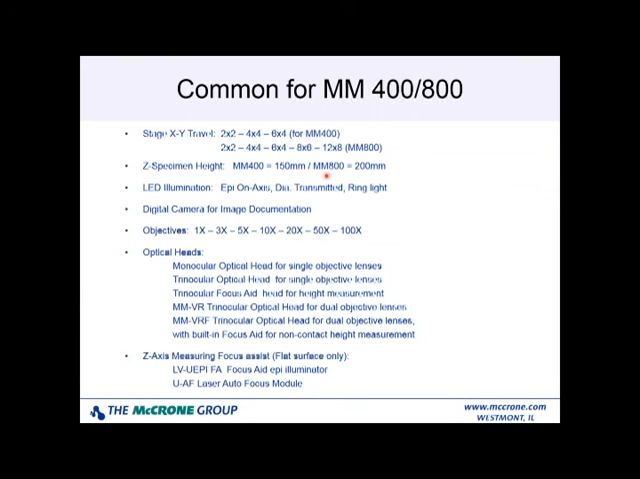You can have either monocular or trinocular heads. You can have single or dual objective mountings, and you can also have heads that have what's called a focus aid. If you're familiar with the SLR focusing with the split screen sort of situation, that's what this looks like. It's a split screen where you focus your instrument until the image is clear, and that gives you accurate focusing.